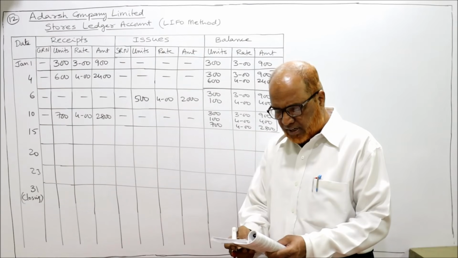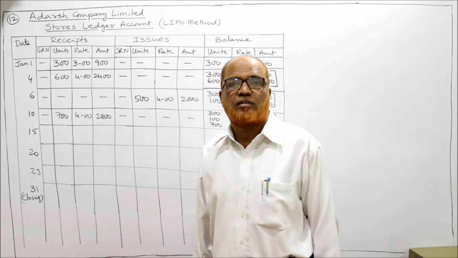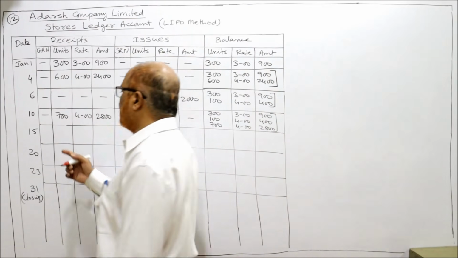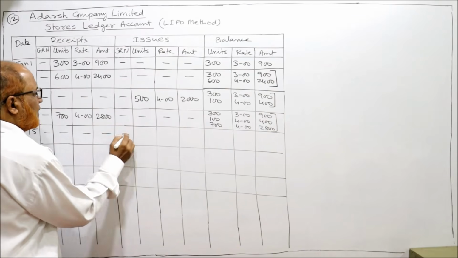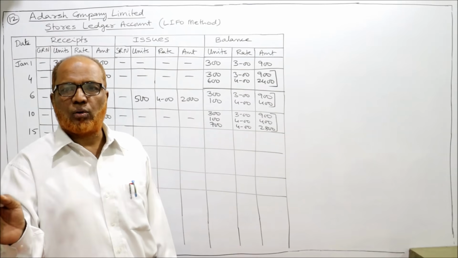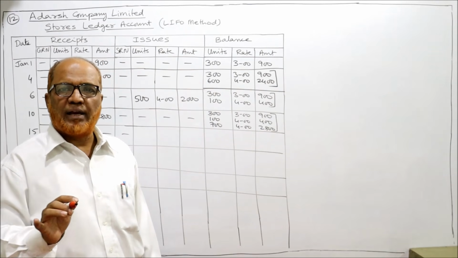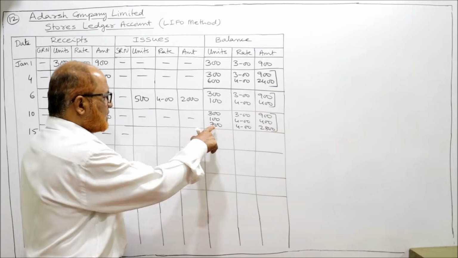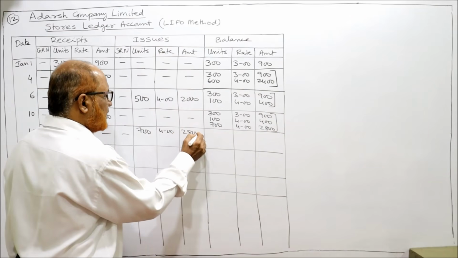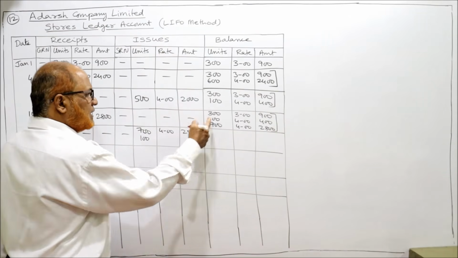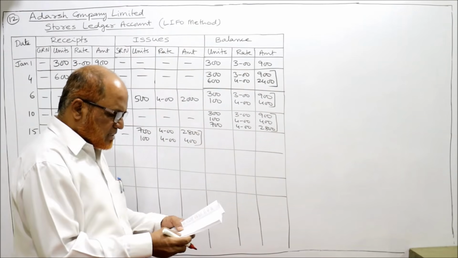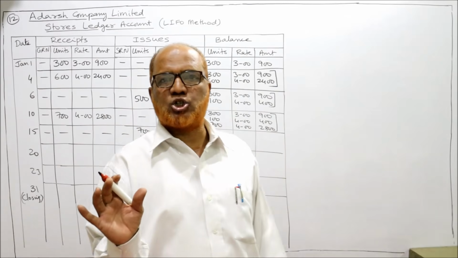On 15th January, there is an issue of 800 units. We are following last in first out. जो बाद में आया उसको पहले इश्यू करेंगे. तो लास्ट कौन सा है? 700. This 700 I am issuing at 4 rupees, 2,800, and 100 units I am issuing at 4 rupees, 400. So totally 800 units are issued.